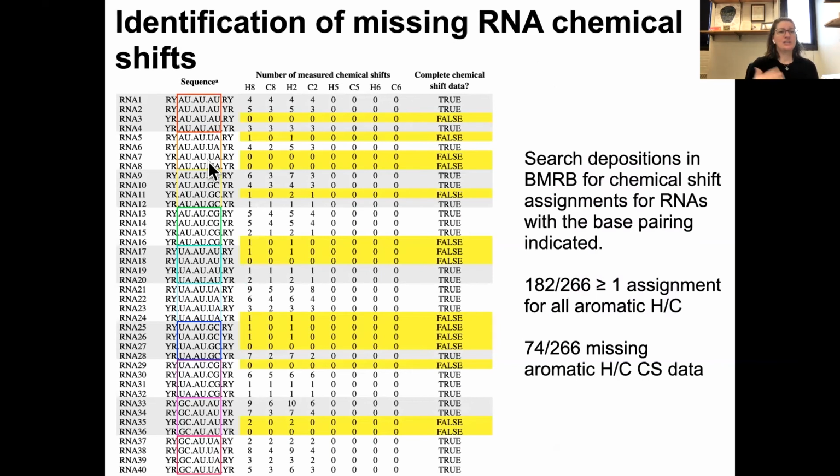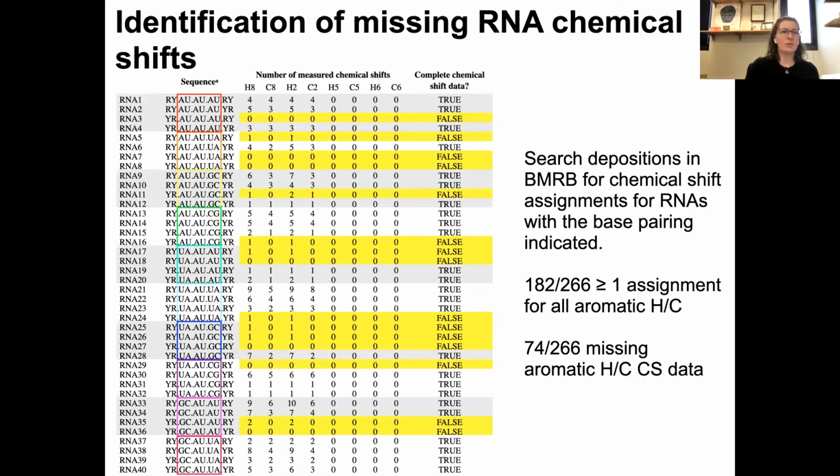Okay. Now we generated a table containing the number of measured chemical shifts for each of the aromatic protons and carbon atoms for the corresponding sequences. And again, I'm showing you just a small region of this, and I've highlighted all of the RNAs that have missing chemical shift data. Okay, and what I hope you can see is that some groups are really well represented in the BMRB. So for example, this group has 3 of the 4 elements have missing chemical shift data, where this last group, all of the RNAs are really well represented.